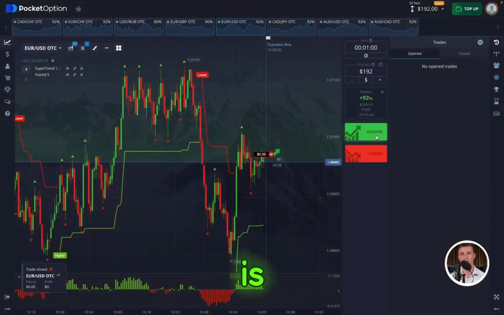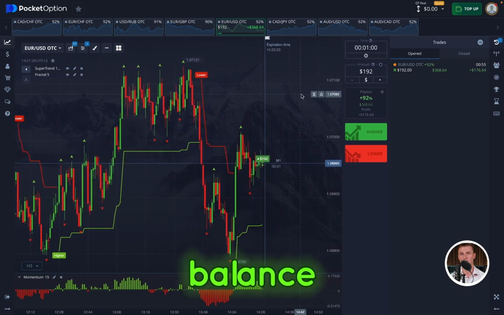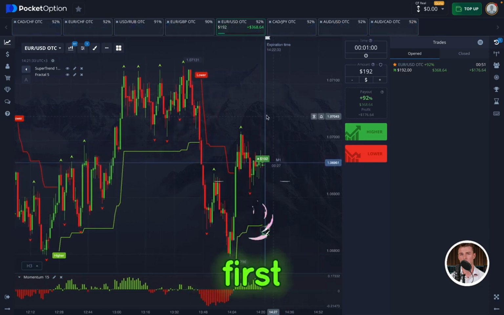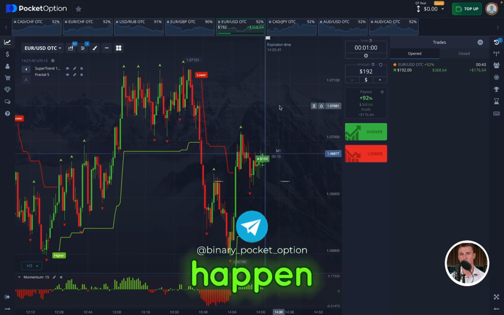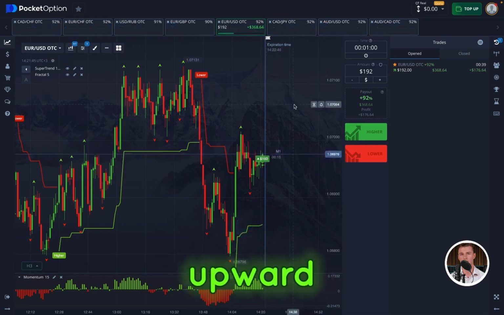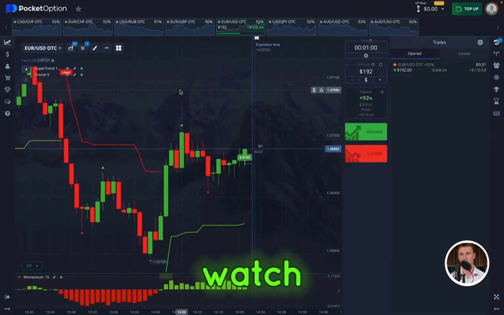And the deal is closed in the negative. I open an additional deal for the maximum amount of the balance. I was a little unlucky in the first open trade on this currency pair, but I think that the exit should still happen and further dynamics should rush upward. The logic of entry remains absolutely the same, unchanged, so let's just watch the end of this position.